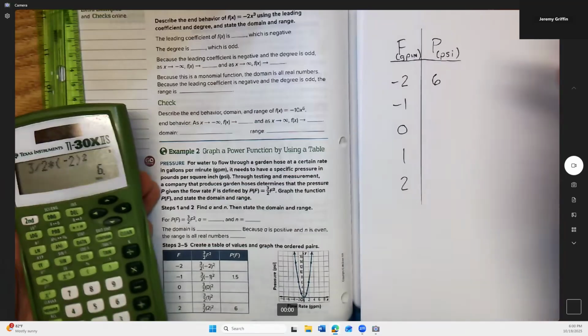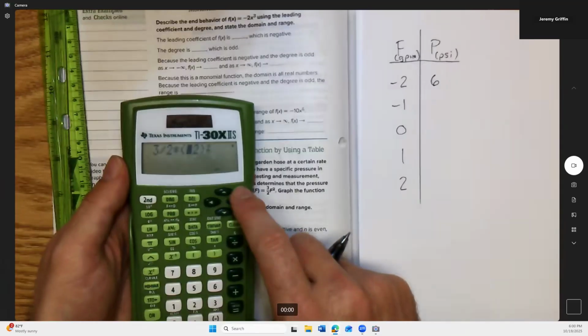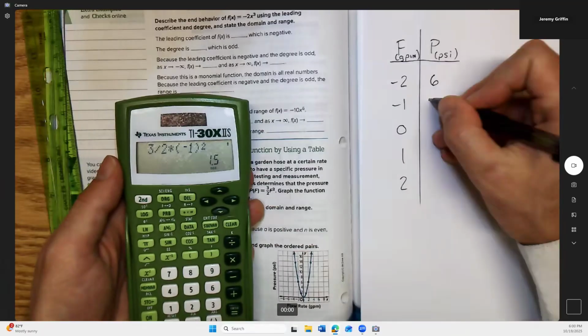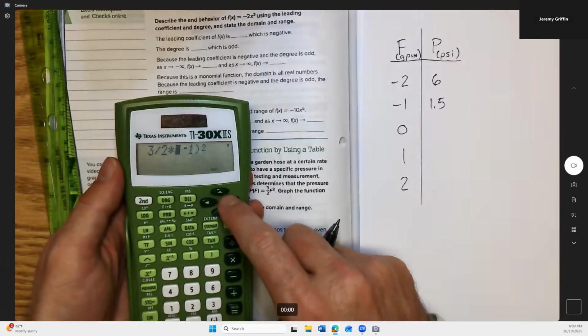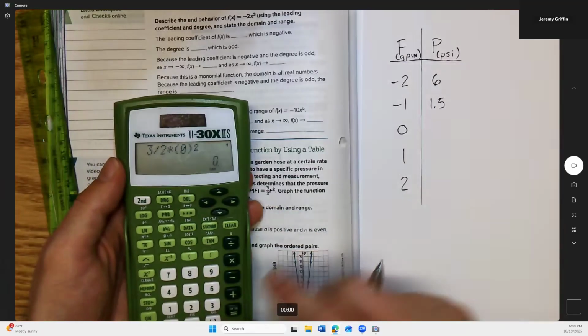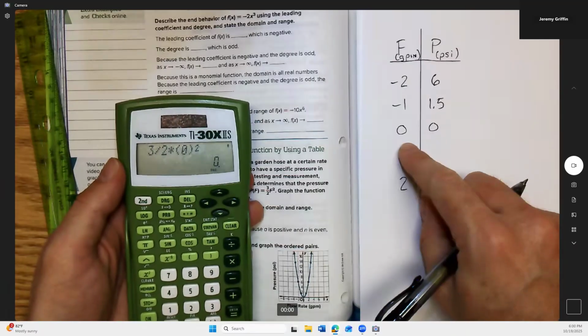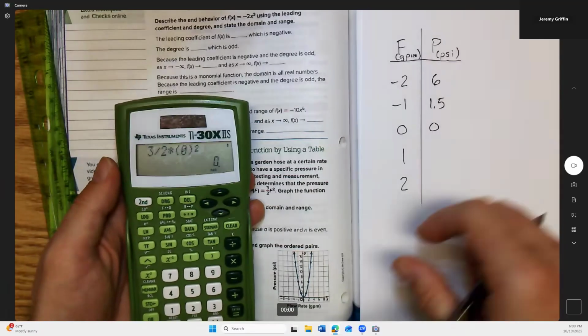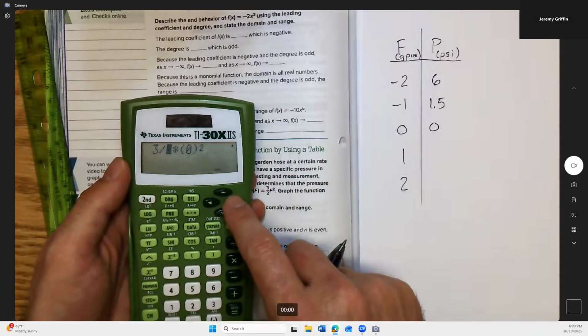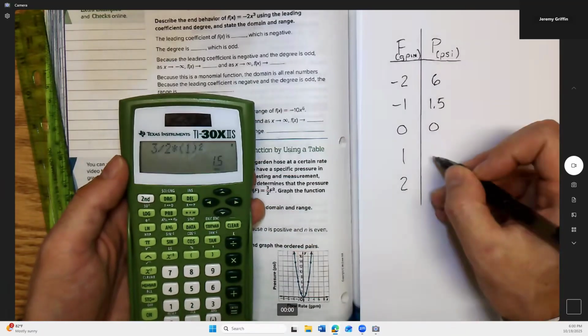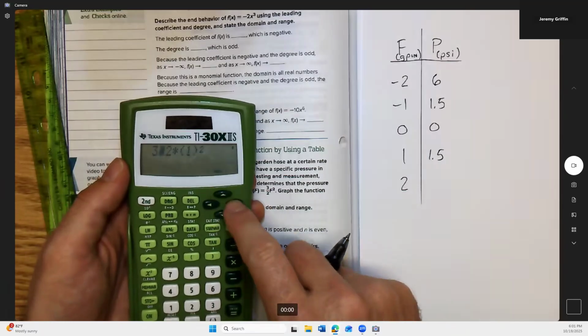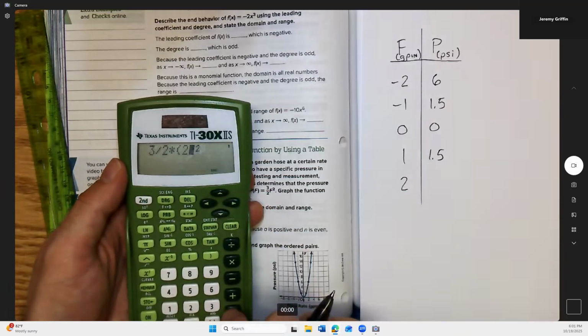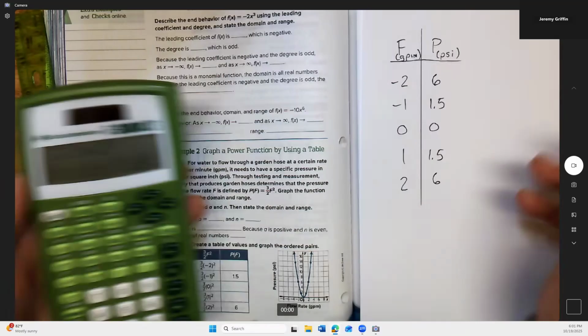I see that. Okay. I could plug in -1. Let's see what happens. I'm getting 1.5. I can plug in 0. Oh, 0, 0. If you want no flow rate, you need no pressure. I think they're kind of about gauge pressure, so they compare it to the atmosphere. So 1.5 pounds per square inch needed there. And if you want 2 gallons per minute, you need 6 pounds per square inch.